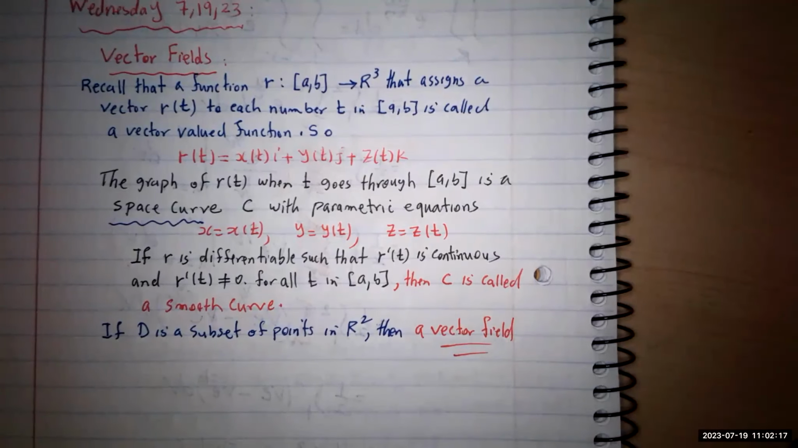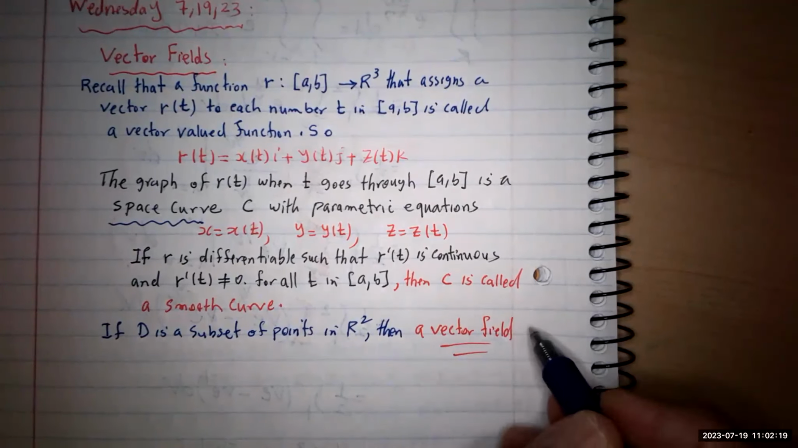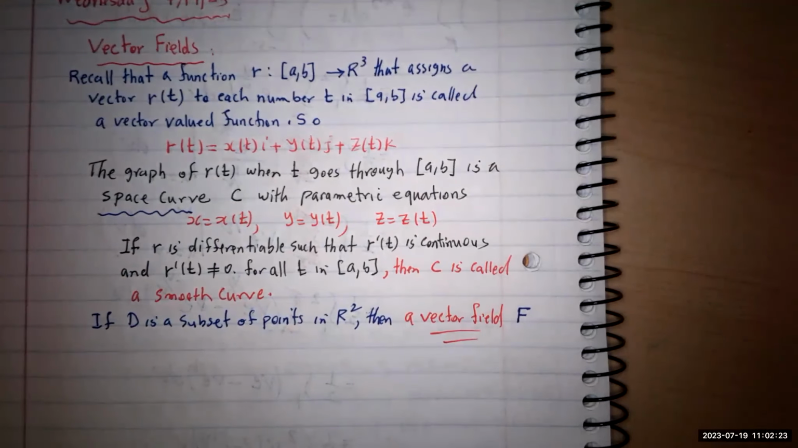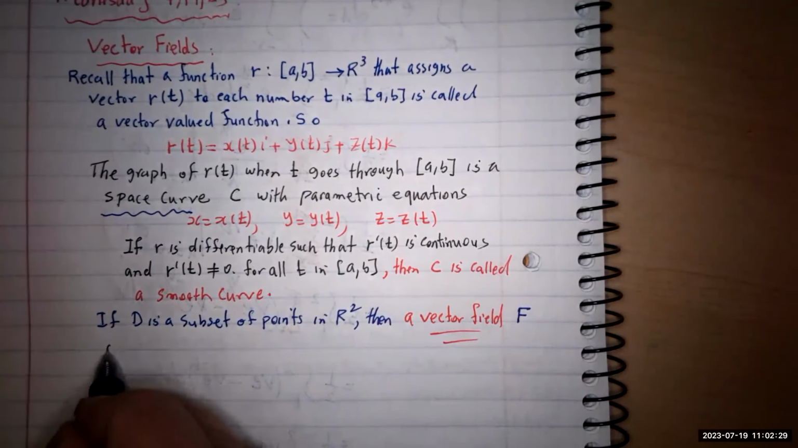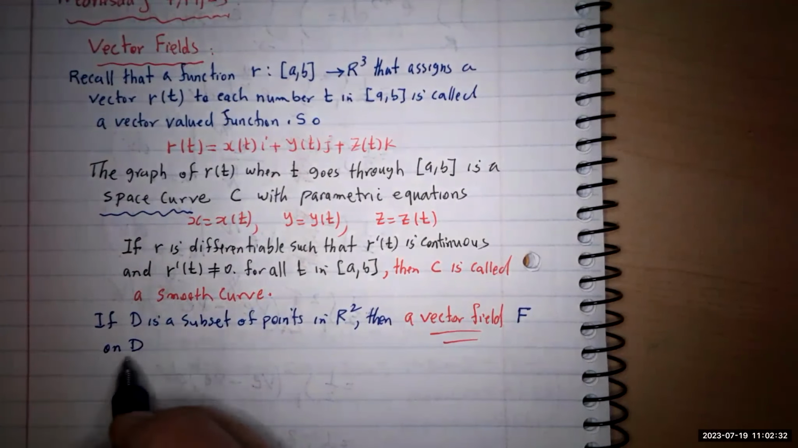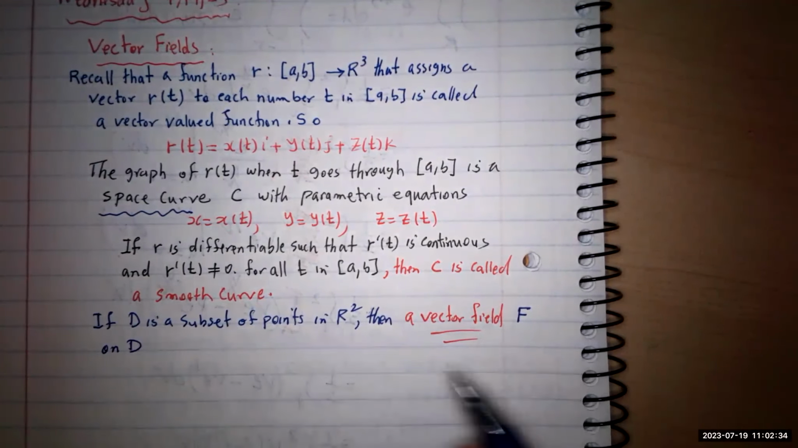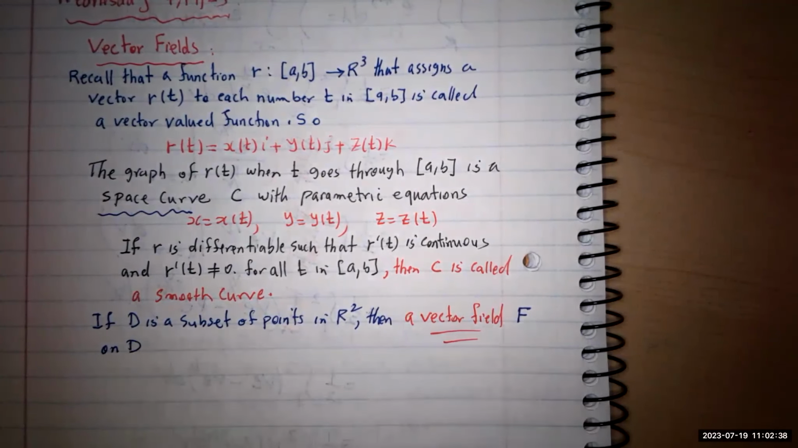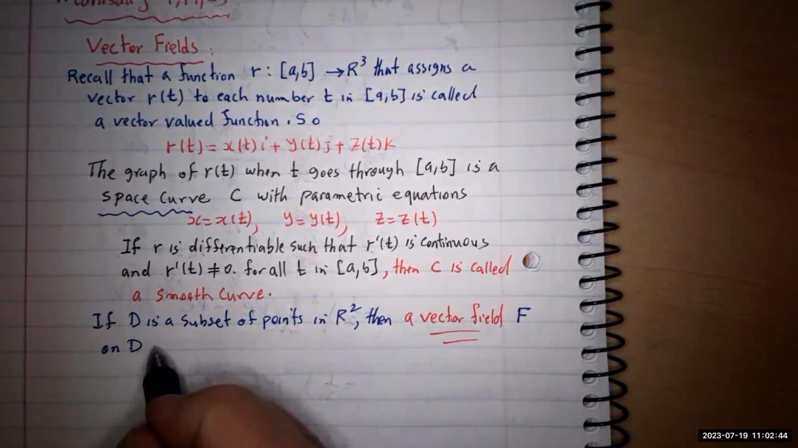Let's say vector field F. We usually go with uppercase letters for the vector field on D. A vector field on D is just a function that's defined on D, but the range of the function is going to be in R2 or in R3. So a vector field on D is going to be a function.